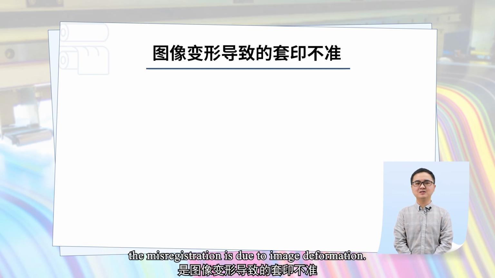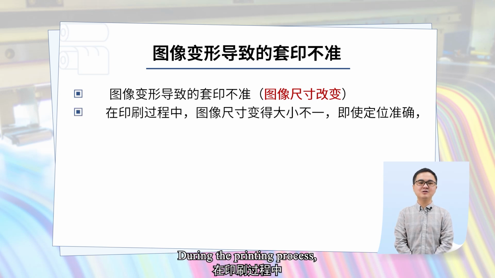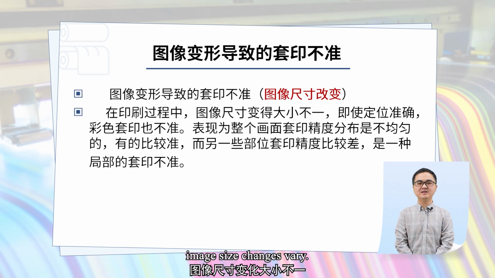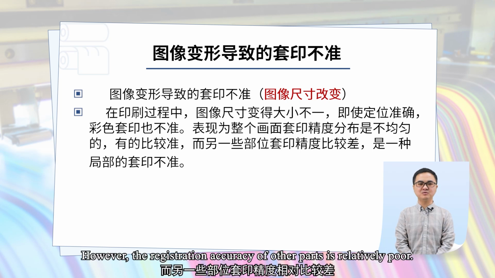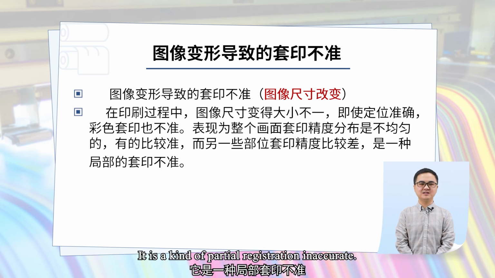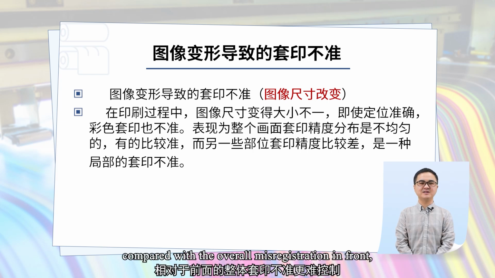The second scenario, the misregistration is due to image deformation. In this situation, the size of the image has changed. During the printing process, image size changes vary. Even if the location is accurate, color registration is also not accurate. It appears as the distribution of registration accuracy across the entire picture is uneven. Some parts are more accurate, however, the registration accuracy of other parts is relatively poor. It is a kind of partial registration inaccuracy. And this kind of misregistration, compared with the overall misregistration in front, is more difficult to control.